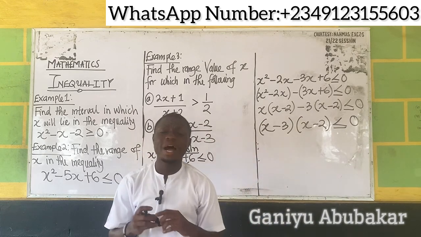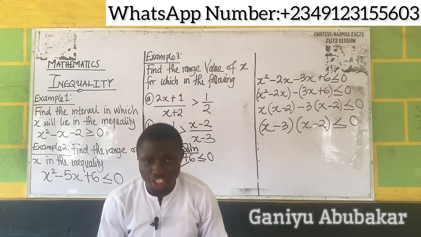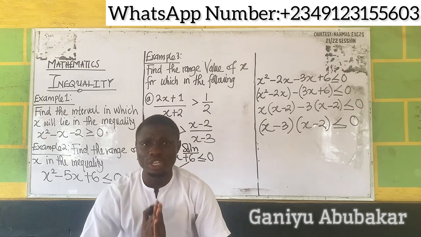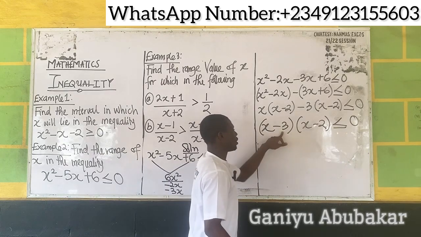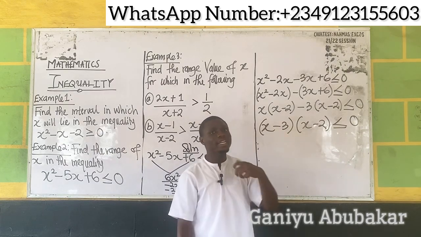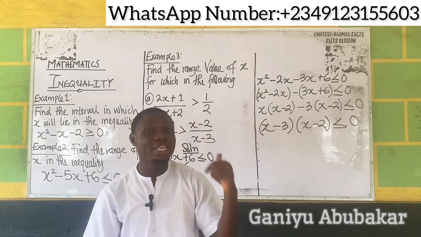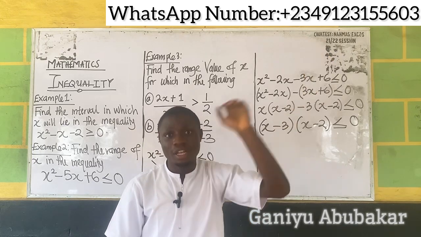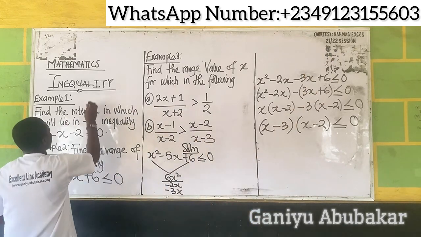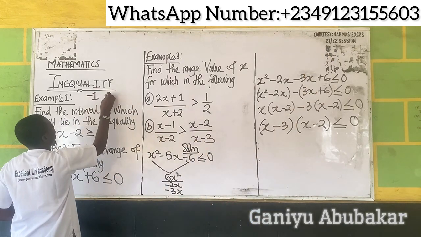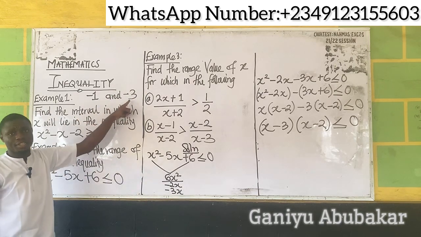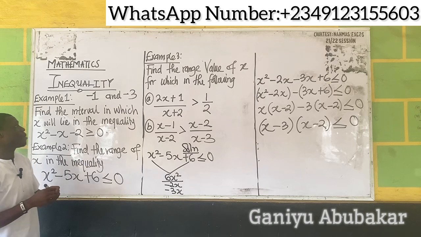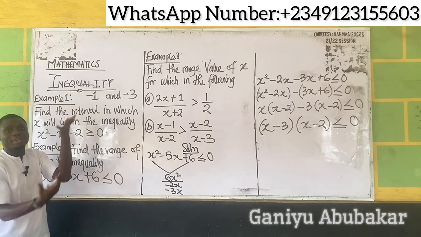Please, how will my answer look? First things first, check here. Which one is greater, which one is less? I have x minus 3, x minus 2. The greater one here is what? x minus 2 is greater. Now hold on. If I have minus 1 and minus 3, which one is the biggest here? If I have minus 1 and minus 3, which is the biggest?